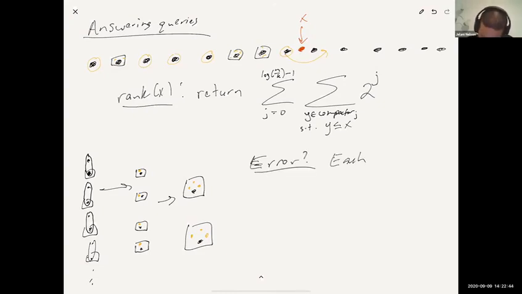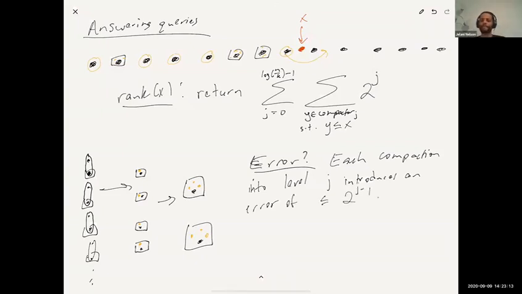Well, each compaction at level j, when I say at level j, basically what I mean is, into level j, introduces an error of at most 2 to the j minus 1. Right. Okay. Any questions about this?